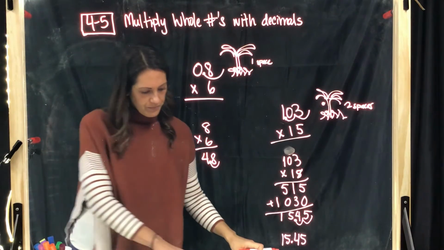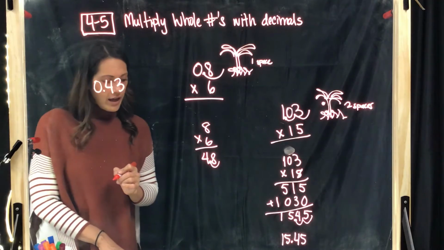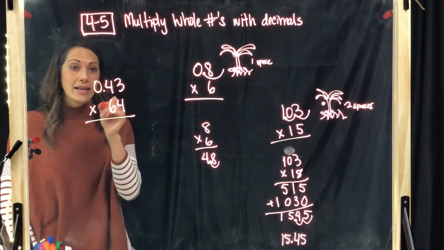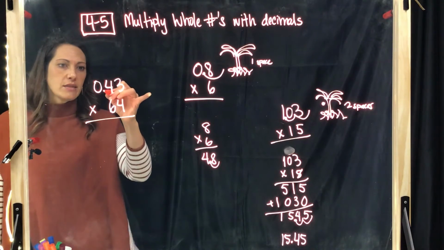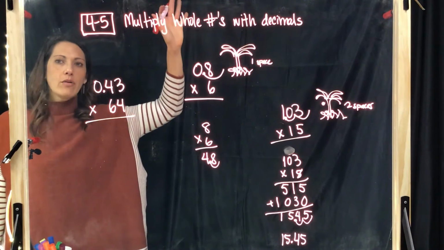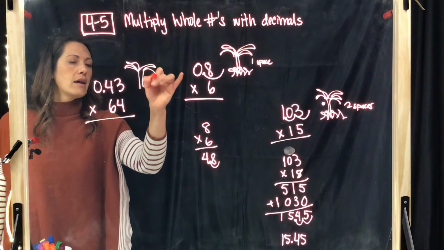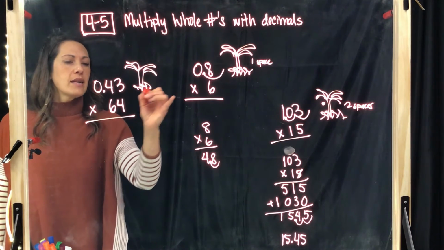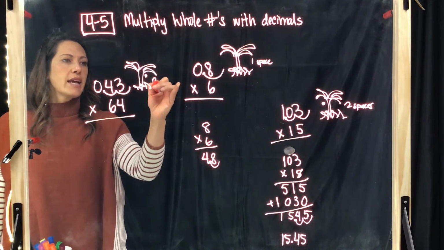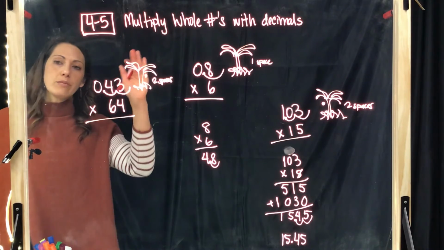Let's try one more. I have 43 hundredths times 64. Again, whenever you see that decimal, do not bring it down. You are going to let it get out and go to Decimal Island. So I'll draw my island. Here's my island, and I'm going to remove the decimal. Let him go on vacation. 1, 2. So here's my decimal. He's hanging out. 2 spaces is what it took for him to move out. And now I'm just going to multiply.